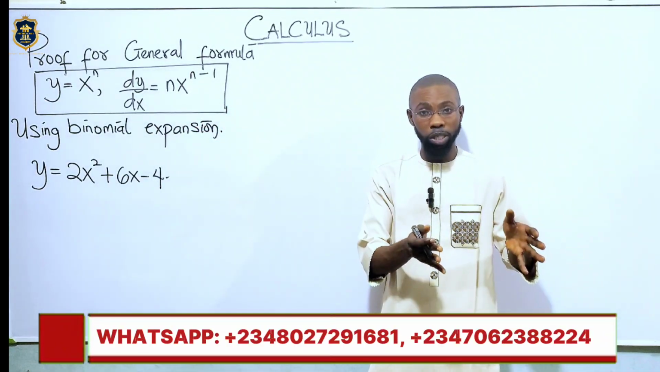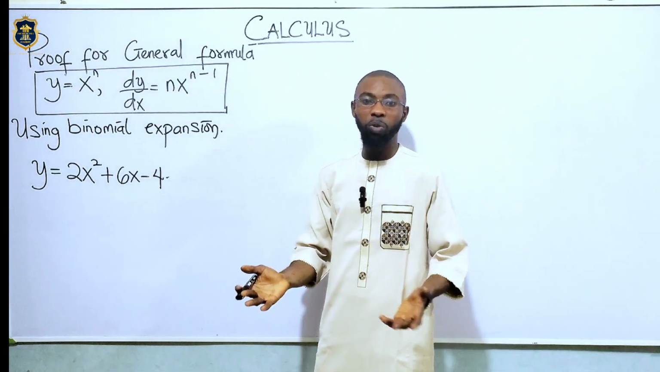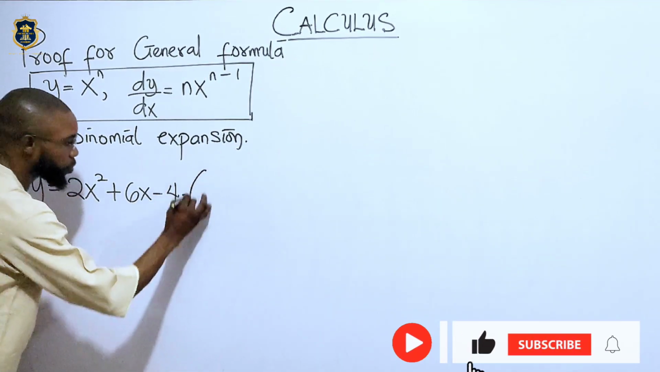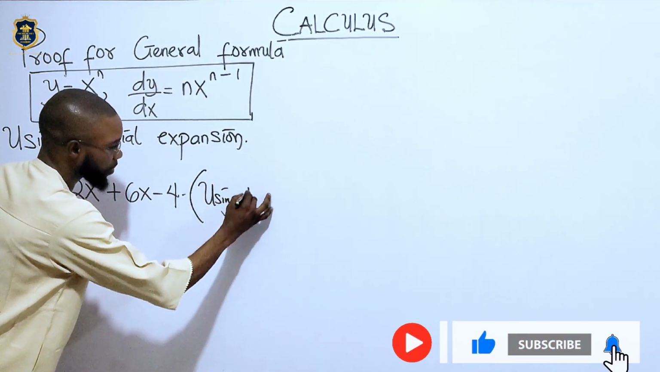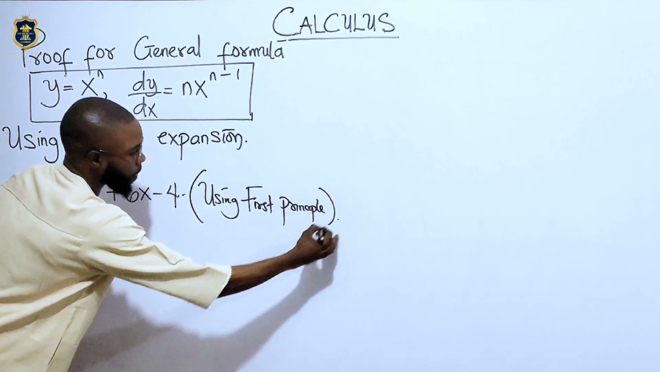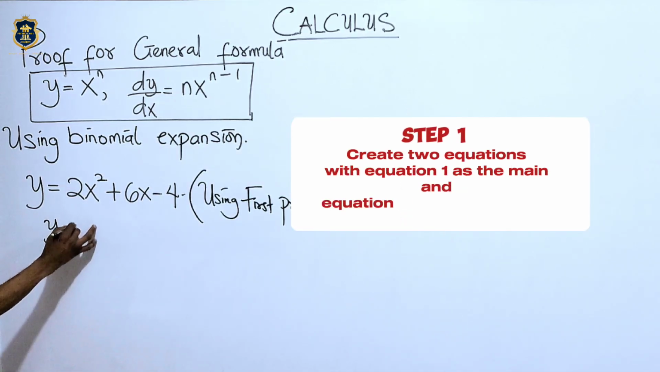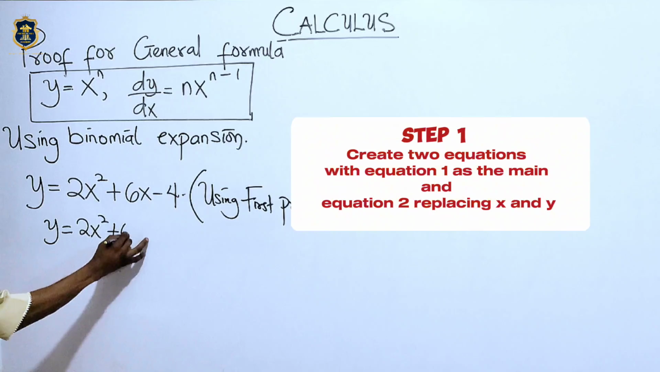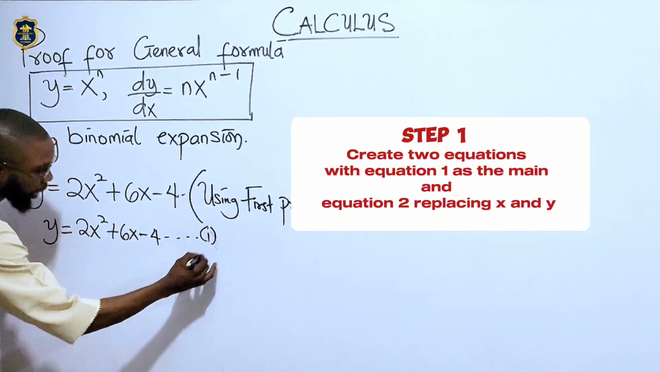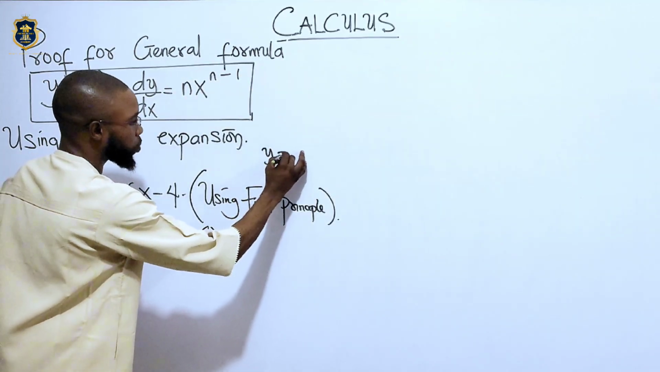If we can use our steps and understand how we're able to get the answer for this, applying those steps to this one, we're good to go. So I said that in deriving this using first principle, I gave you guys 4 steps. Let y equal to 2x squared plus 6x minus 4 be our equation 1.